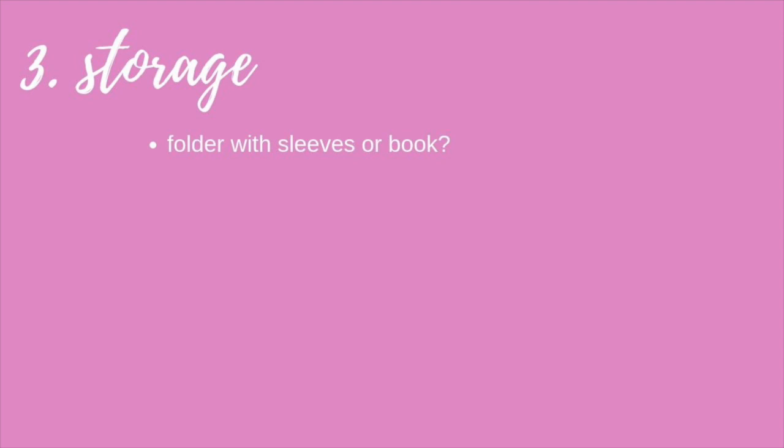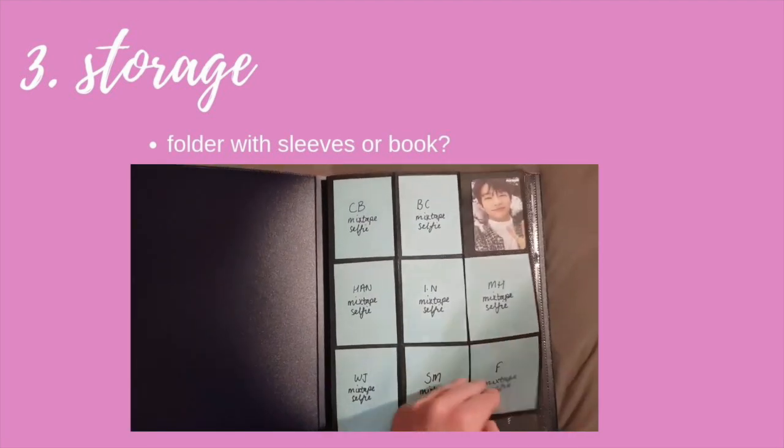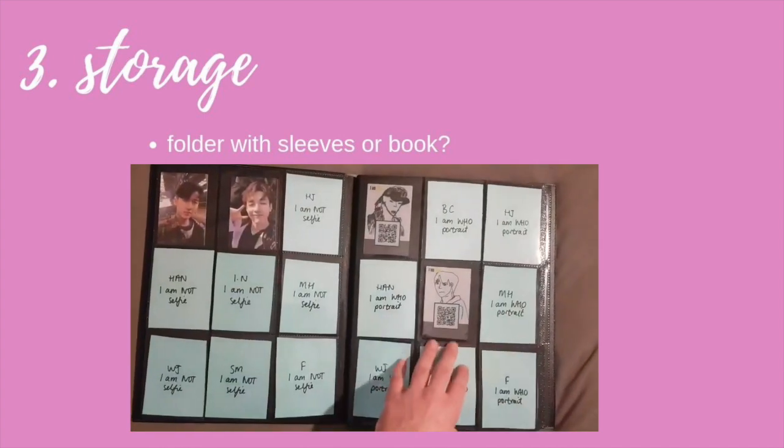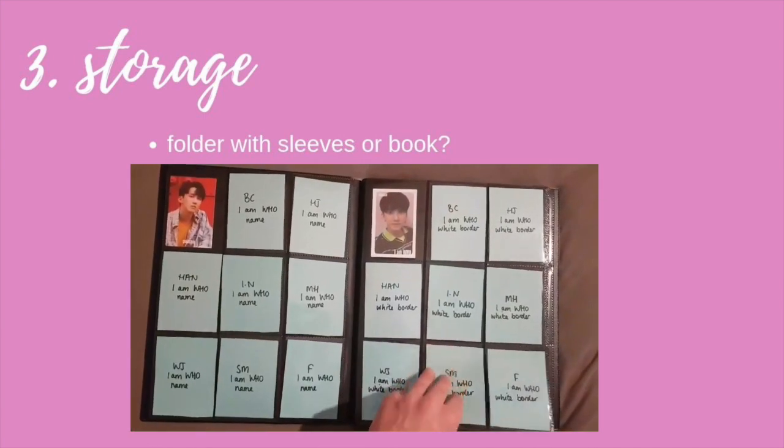I use a folder with individual sleeves in, the 9-pocket sleeves usually, so I can see all my cards and put them all in member order and stuff like that. But I also have friends who use a book with built-in sleeves. They're the 9-pocket sleeves, but they're built into the book. I'll insert some footage so that you can see it.